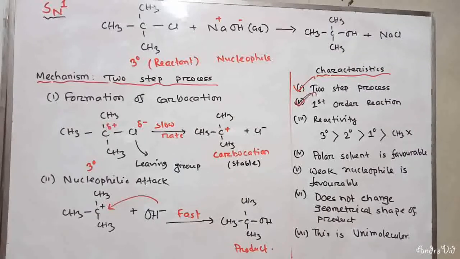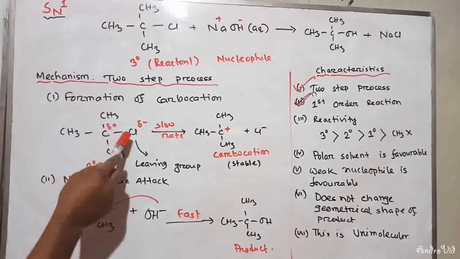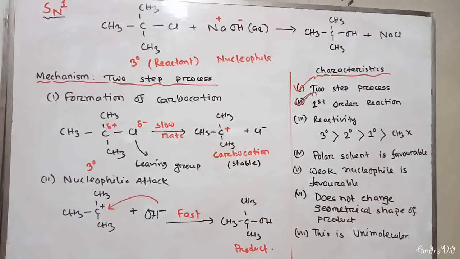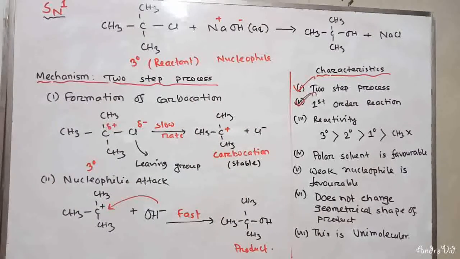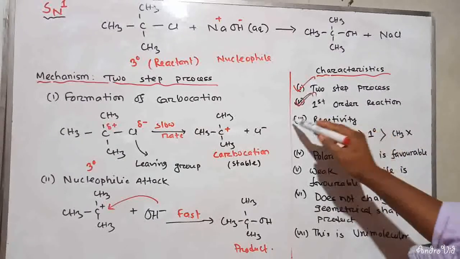So in case of 3 degree alkyl halide, breaking the carbon chlorine bond is comparatively easy. This is the first point. And the second point: after the carbon chlorine bond is broken, a 3 degree carbocation is produced, which is more stable than a 2 degree carbocation and then a 1 degree carbocation. For this reason 3 degree alkyl halide is more favorable than 2 degree, than 1 degree, or methyl halide. So I hope you understand. This is basically the reactivity order.